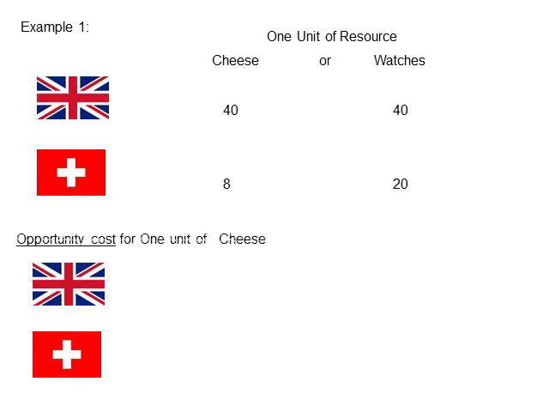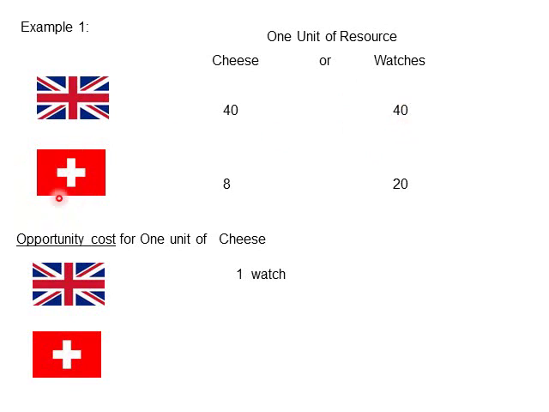Now to do that, we want to know what is the opportunity cost for 1 unit of cheese. Okay, now look at what the UK can produce, either 40 units of cheese or 40 units of watches with 1 unit of resource. So very clearly, the ratio is 40 to 40, which means that for every 1 unit of cheese, the UK will give up 1 unit of watch.